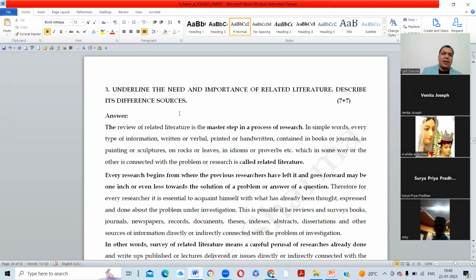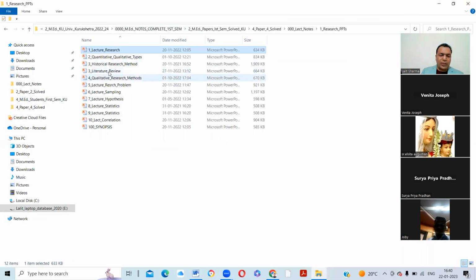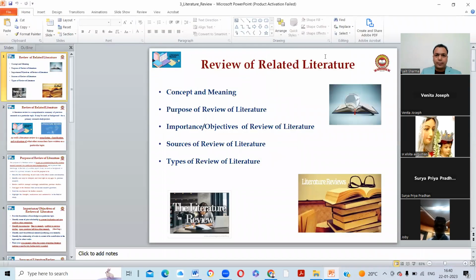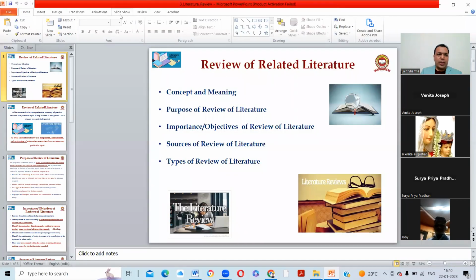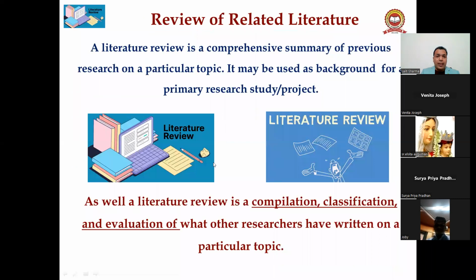So what is related literature? Many times we have discussed it. I even opened the PPT also, right? It is easy. I close this PPT and open the related literature one. All the PPTs we have discussed. Okay, I have opened it. Related literature, you can see that. Review of related literature, right? What is related literature?